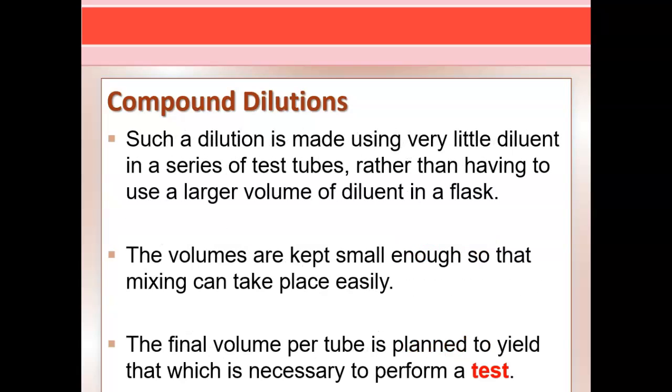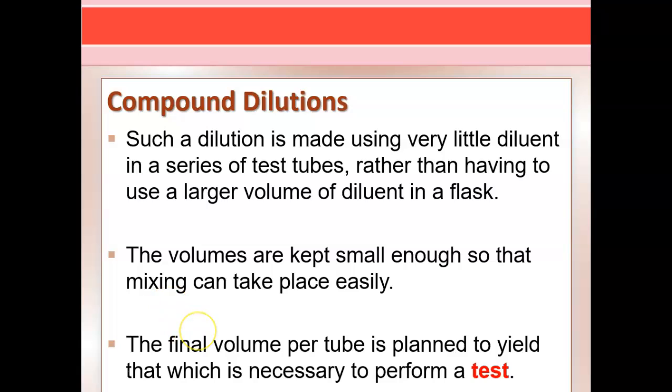Such a dilution is made using very little diluent in a series of test tubes, rather than having to use a large volume of diluent in a flask. So let's say we need to make a 1 to 1,000 dilution or even a 1 to 100. You wouldn't want to take 1 microliter of our patient serum sample and 99 parts of diluent. That's room for a lot of error because it's really, really hard to pipette 1 microliter, and 100 microliters total volume is not enough to test.